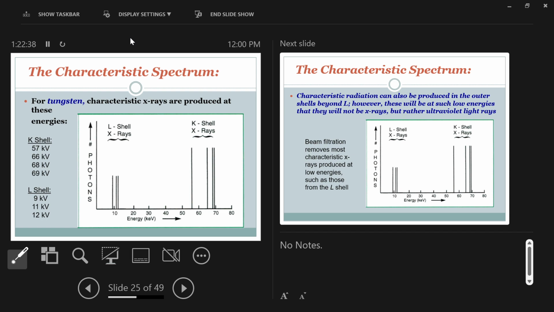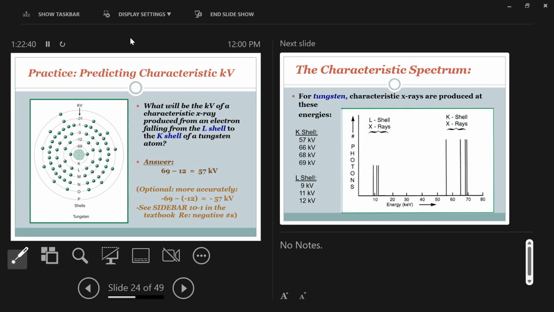Okay, let's do one for example here. Let's say, just for a toy model, this one's easy. What shell is this? The N shell. Let's say one N shell electron falls to the K shell position. What would be the characteristic X-ray produced? What energy would it have? How much? 68. How do you know that?